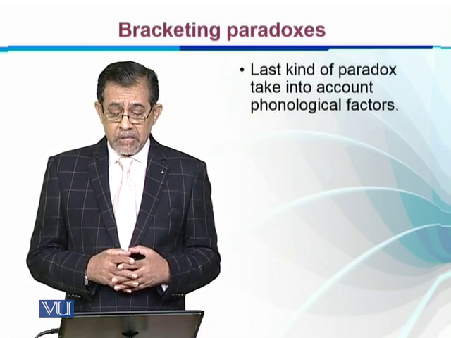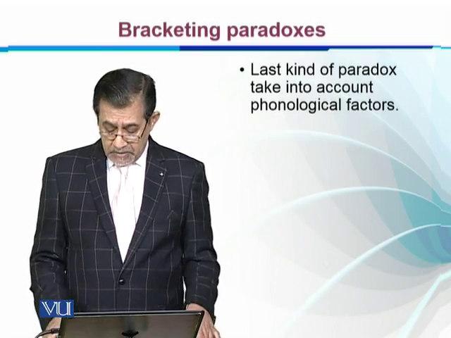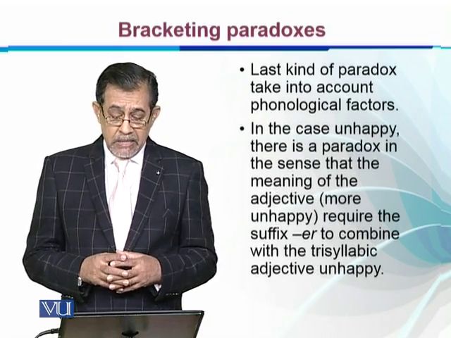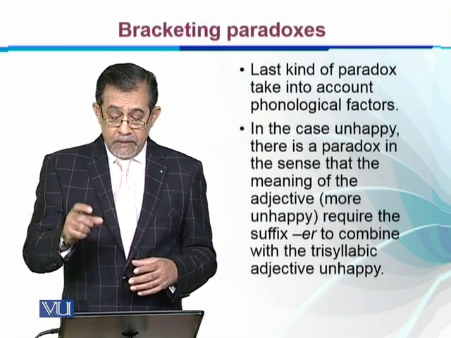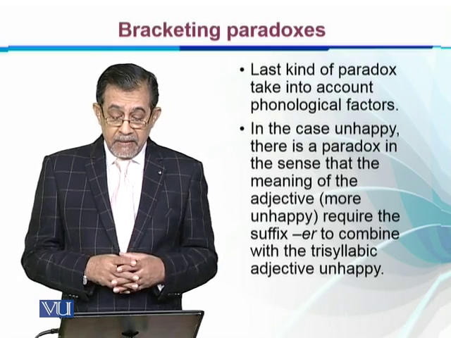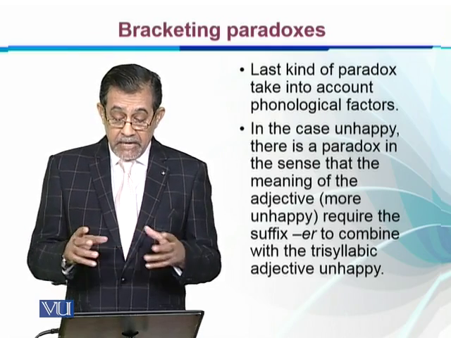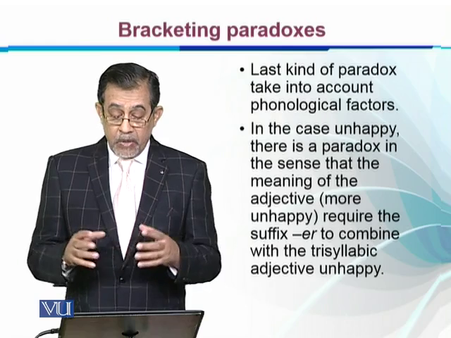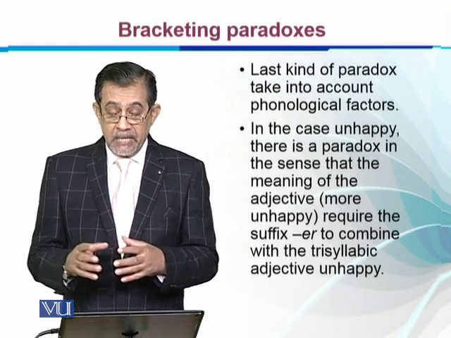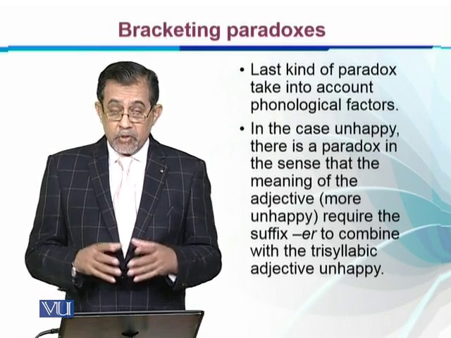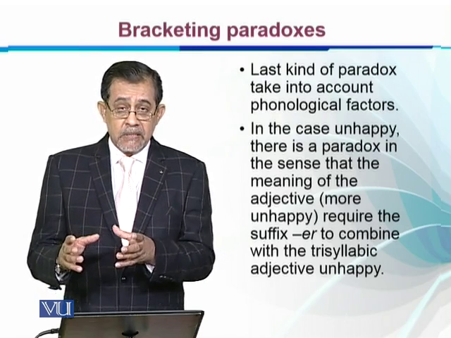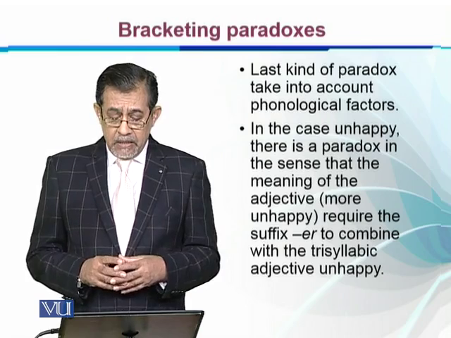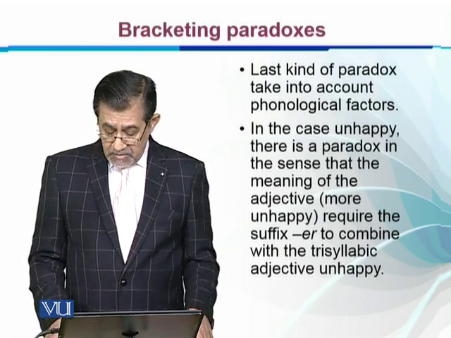The last kind of paradox takes into account phonological factors. For example, if you take the word unhappy, there is a paradox in this regard, right? In the case of unhappy, the meaning of the adjective more unhappy, right, requires the suffix er to be added for the comparative degree. But because the word unhappy is a trisyllabic word, with a trisyllabic word we use more, and we don't make it unhappier.